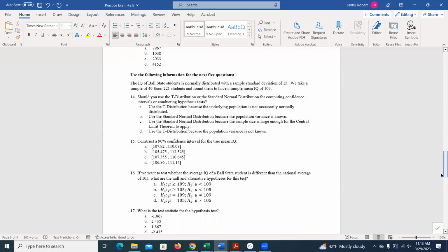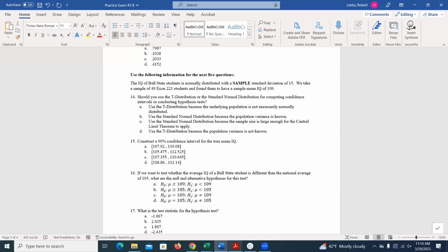And in fact, even on the exam, I probably will do something like this, be a little bit more intentional to really let you know that this is either a sample standard deviation or a known population standard deviation. So I've got the standard deviation, 15. I found a sample mean of 109, and I had a sample size of 49 students. So I want this confidence interval.